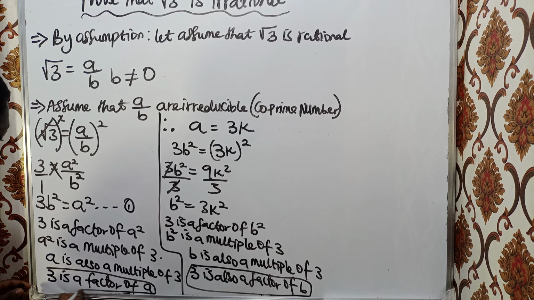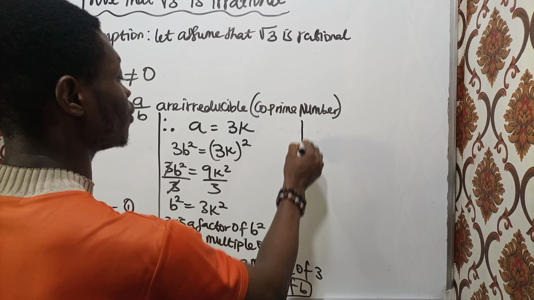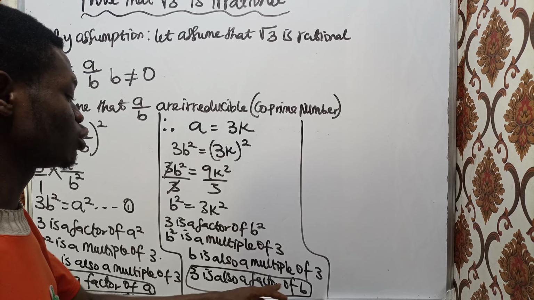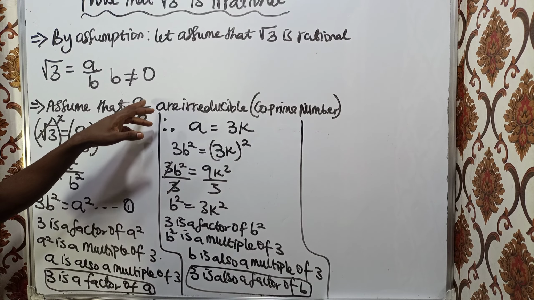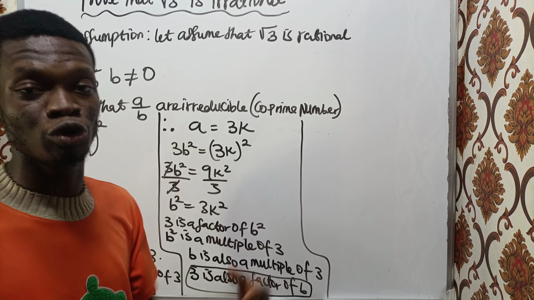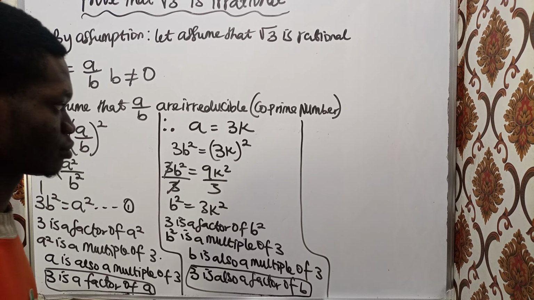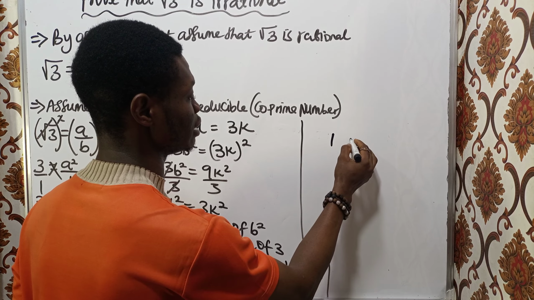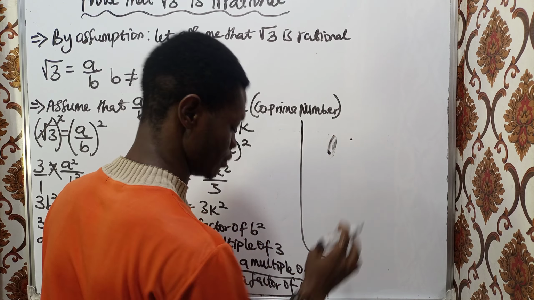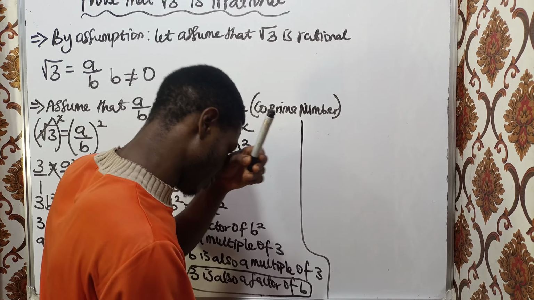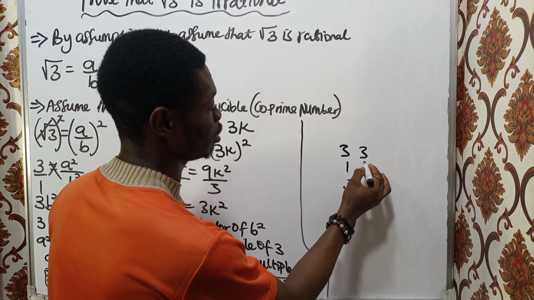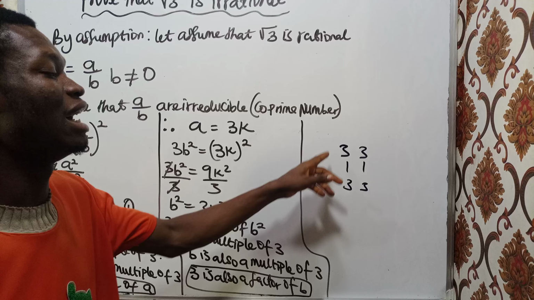So 3 is a factor of b, and 3 is a factor of a. So from what we said, do you see that they are contradicting? 3 is also a factor of b, and 3 is a factor of a. So do you see that you said that they are coprime? Okay, let's assume that we have two threes, 3 and 3. What are the factors of 3? 1 and 3. Do you see that they are irreducible?